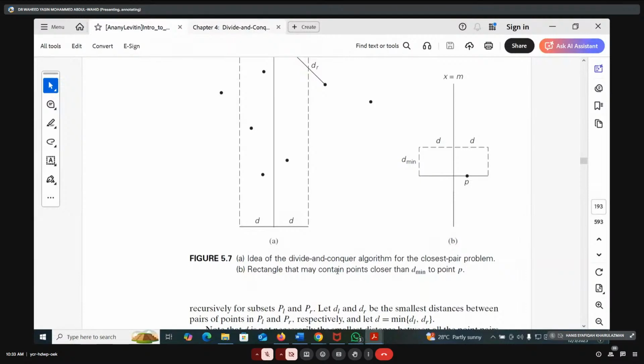So the idea of the divide and conquer algorithm for the closest pair problem: a rectangle that may contain points closer than D minimum to point P. Maybe D1 is here, D2 here, D left, and D right. So maybe the pair is from the left side, or maybe the pair is in the right side, or the pair has one point on the right and one on the left. These are the three cases that we have.